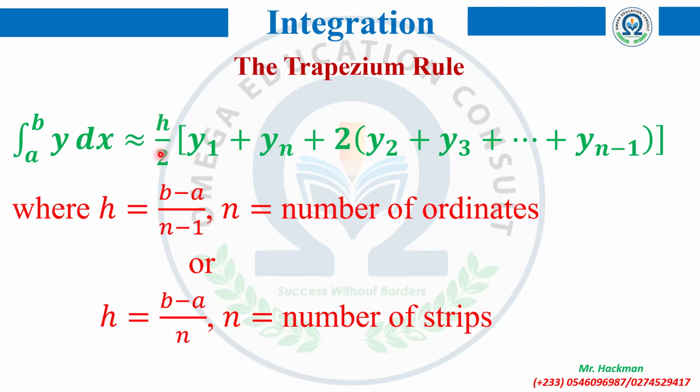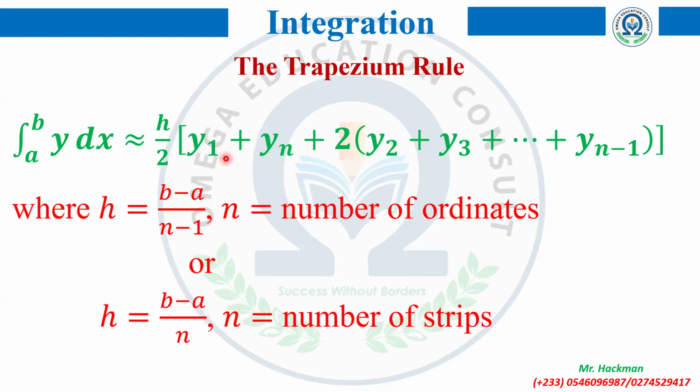It will be h over 2, then in square brackets, y sub 1 plus y sub n. So what you do is you sum your first y value and your last y value, then plus twice the sum of all the other y values between your first and your last y values.